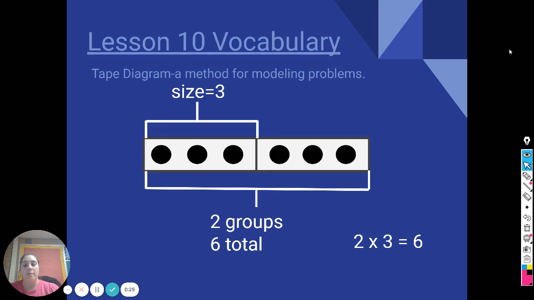First off, let's start with our vocabulary. Tape diagram is our new vocabulary word, and a tape diagram is a method for modeling problems. So you can see here we have a tape diagram which actually looks like a piece of tape. And what happens is we've broken the tape into groups. So we've got this line in the middle breaking it into two groups. The size of each group is 3. So there's 1, 2, 3 circles in each group, or in each piece of the tape diagram. And altogether, we can see that there are 6 dots total. So this tape diagram is modeling the problem 2 times 3 equals 6.